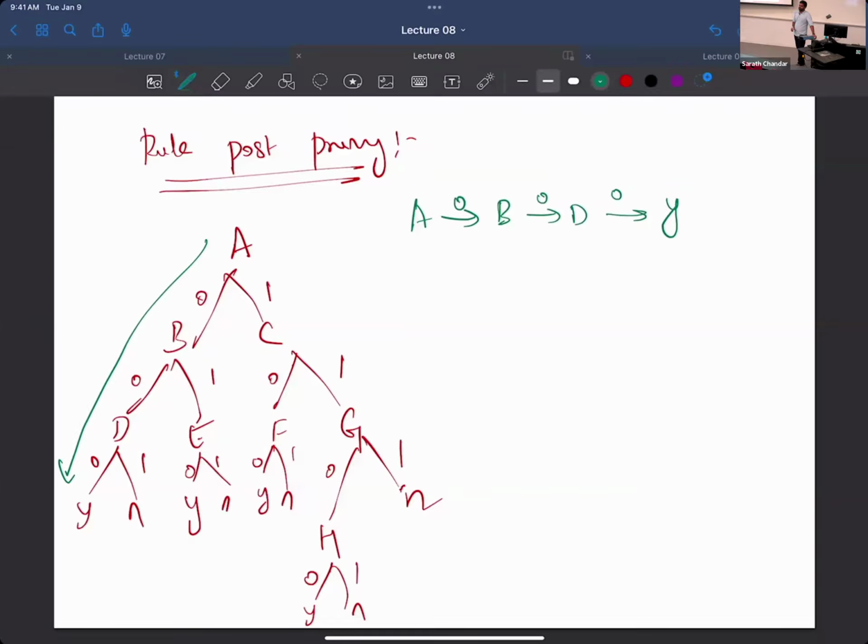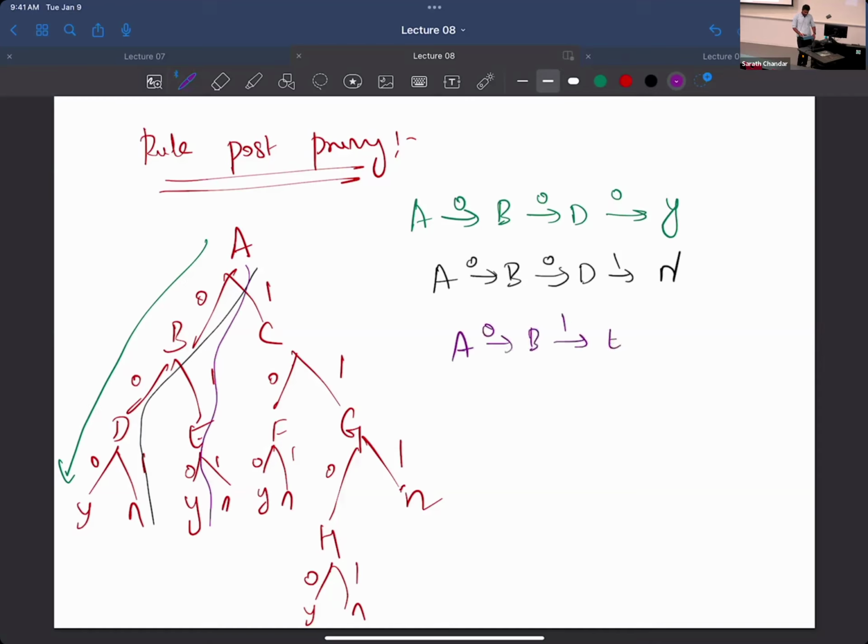Then you have the second path. So the second path is this one. This is basically A is 0, B is 0, but D is 1, then you get answer of no. You can do the third path. The third path is A is 0, B is 1, then E is 0, then you get yes. You get the idea? You can construct all possible rules, right? So once you have all possible rules, now you can start doing pruning.